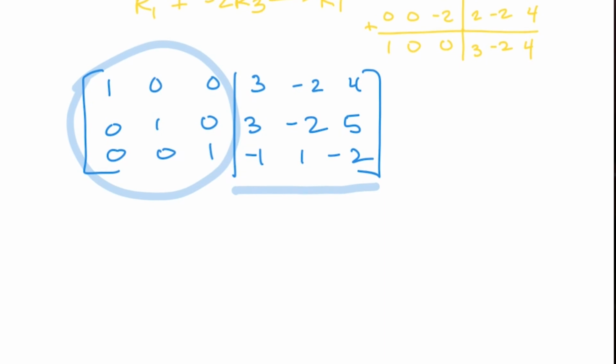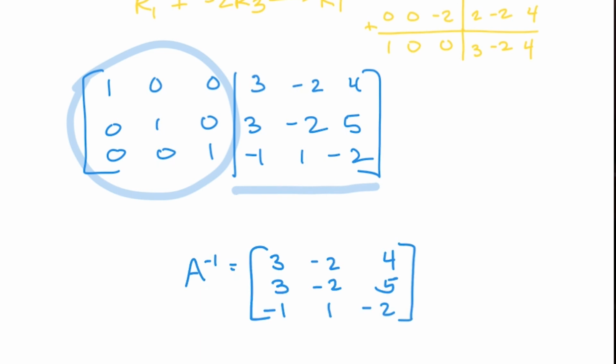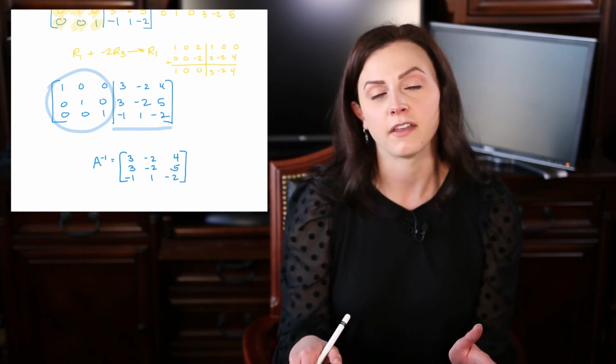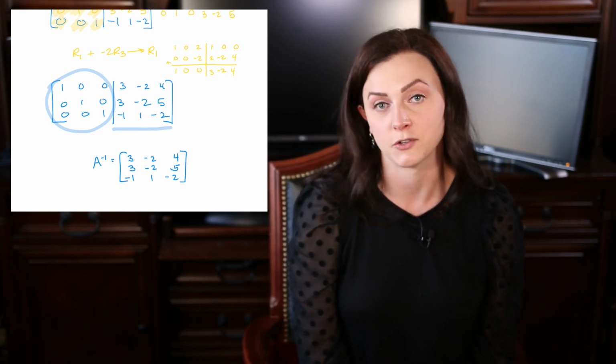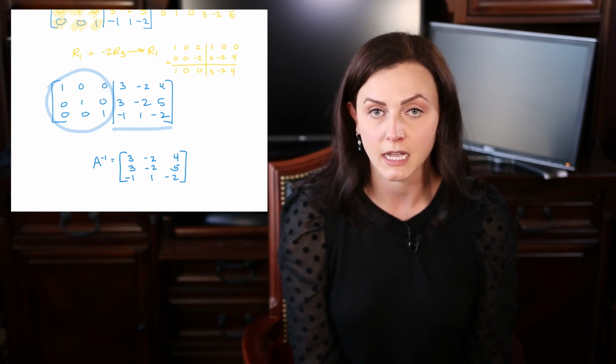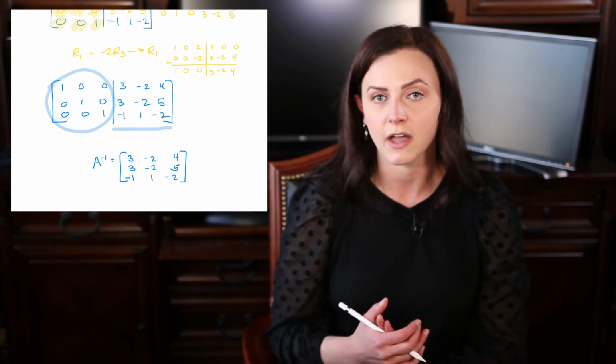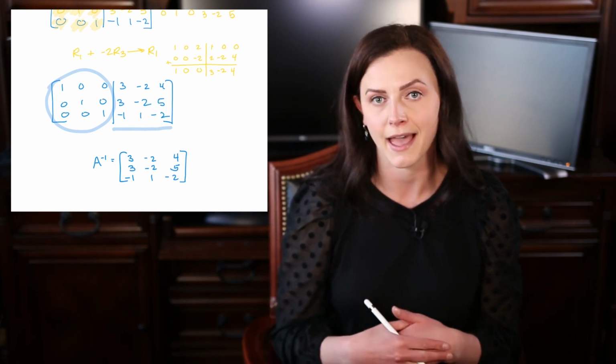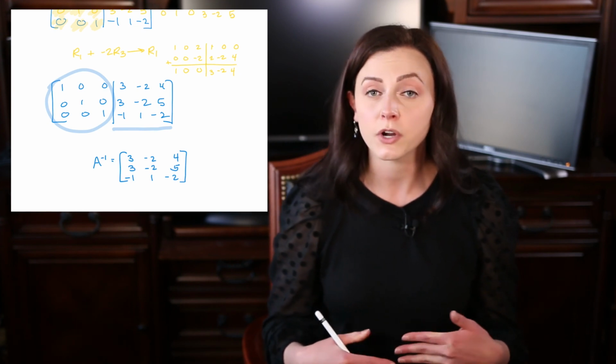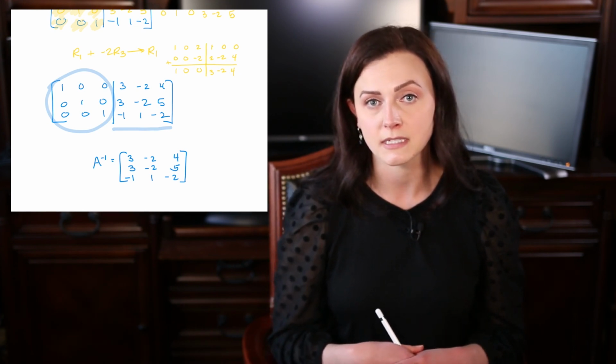So A inverse is 3, negative 2, 4, 3, negative 2, 5, negative 1, 1, negative 2. And that is how you find the inverse for a 3 by 3 matrix. It does take a little bit of time, but you'll notice it tends to be simple arithmetic once you know the pattern of how to find things. You're mostly just multiplying and adding numbers together. So the more work you can show, the less likely you are to make a mistake.